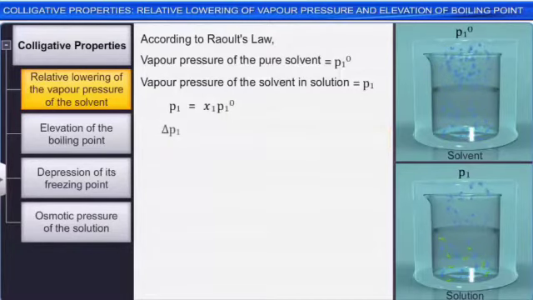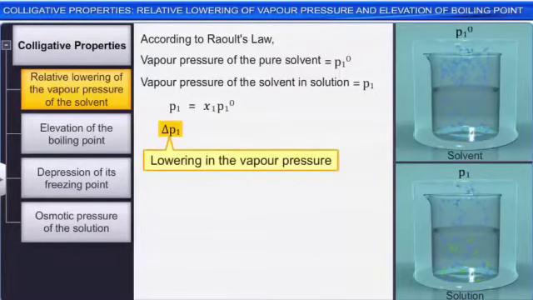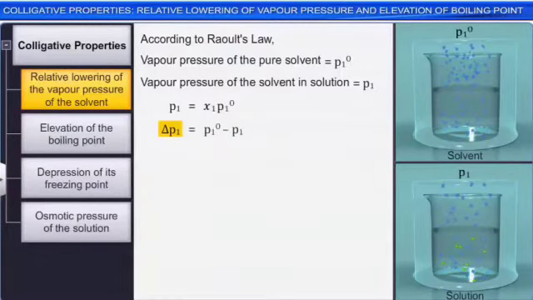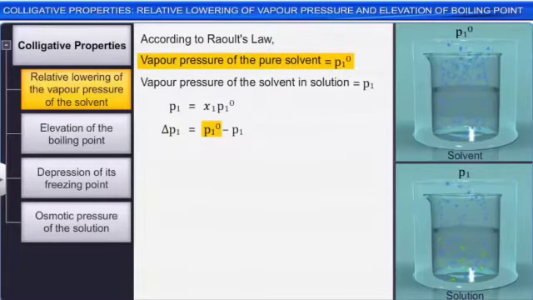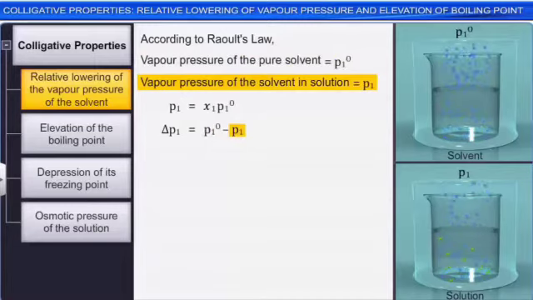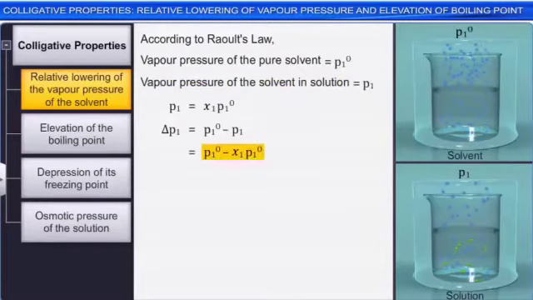The lowering in the vapor pressure of the solvent, delta P1, is equal to the vapor pressure of the pure solvent, P1°, minus the vapor pressure of the solution, P1, or P1° minus X1 multiplied by P1°.